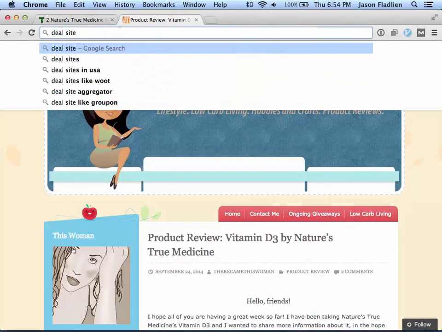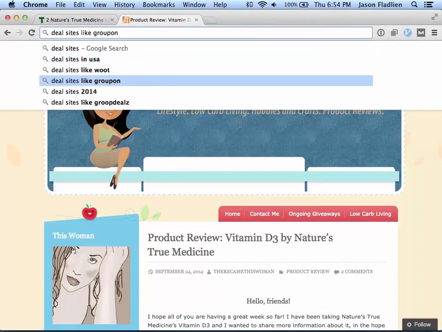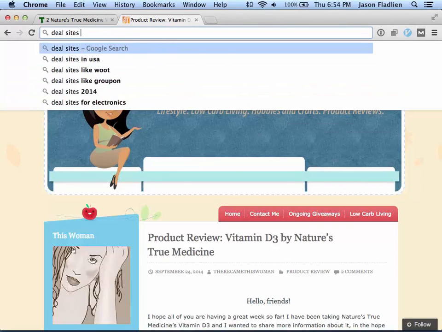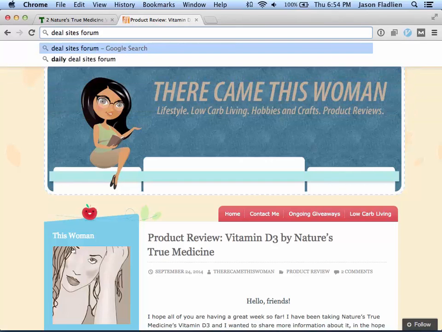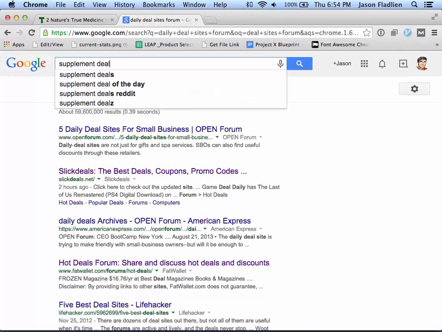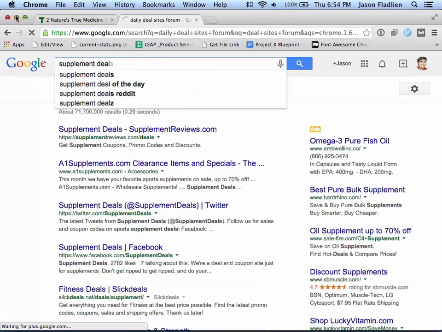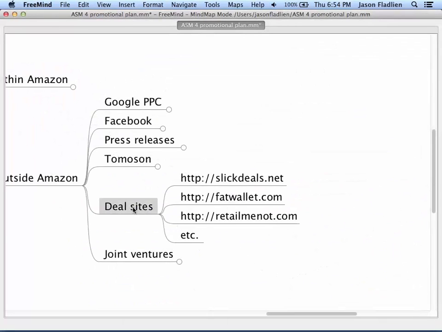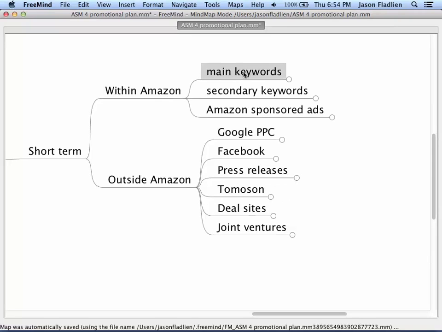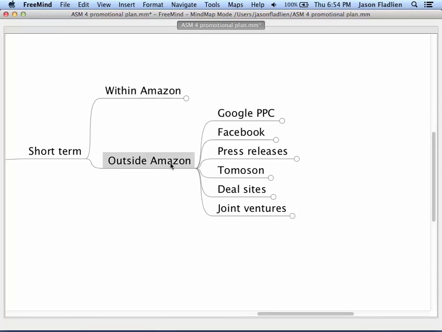So you just Google deal sites in the USA. Deal sites like what? Deal sites like Groupon, deal sites 2014, deal sites like Group Deals. I mean, Amazon starts suggesting, and then you can even start typing in deal sites forums, okay? And then you could say supplement deal sites, right? It's an endless maze. There's millions of deal sites out there, no joke, that you can tap into and still make a profit, even though you're giving it away at a discount. But at the end of the day, instead of making a 50% profit, you make a 30% profit. That's cool because every single sale helps you rank for your main and secondary keywords on Amazon.